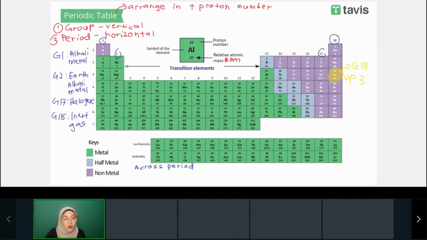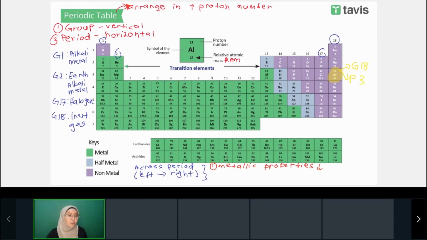We know period is the horizontal one. Across the period, from left to right, what happens to the properties of the elements? Number 1, does anybody have any idea what happens? The metallic properties decrease.